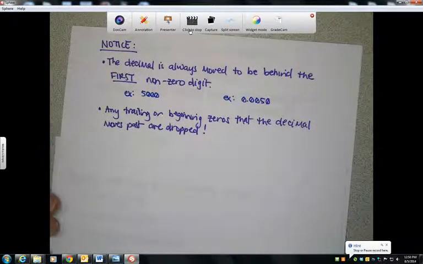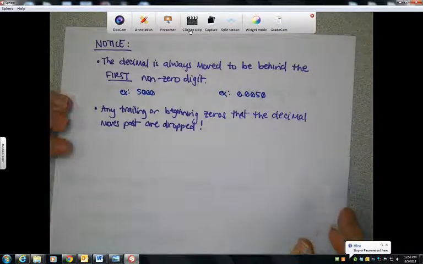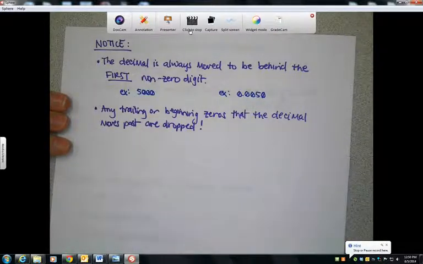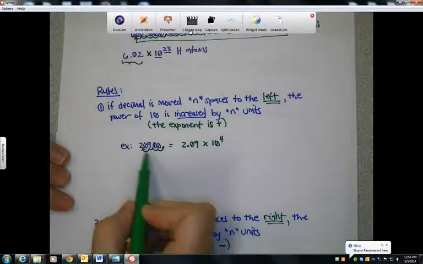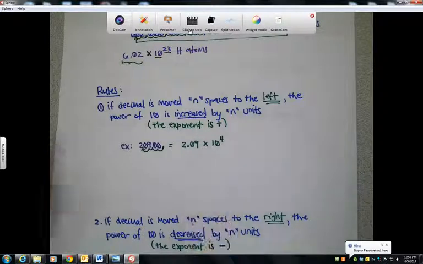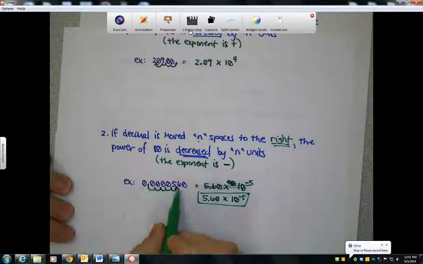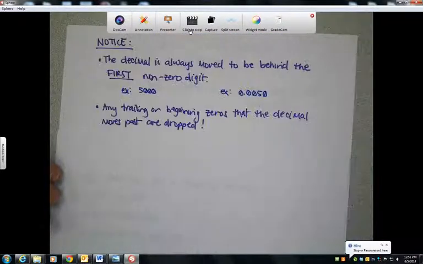I want you to notice that when we wrote a number in scientific notation and moved the decimal, we always put it right after the first non-zero digit. So I'll come back and show you. When we moved the decimal from here, we always put it right behind the first non-zero digit in the number. And we did the same thing down here. When we moved the decimal from here, we didn't move it all the way to the end of the number, we moved it just past the first non-zero digit. And that's pretty standard for scientific notation.